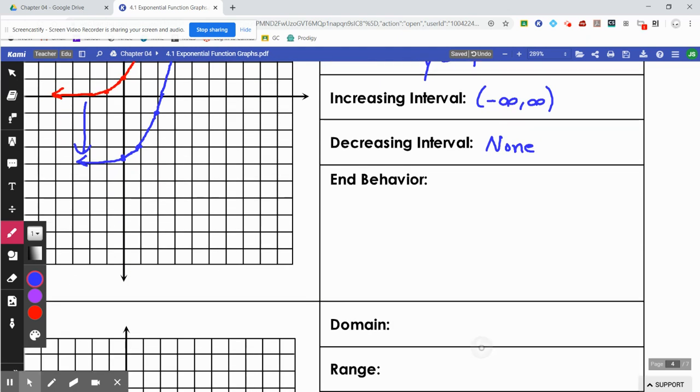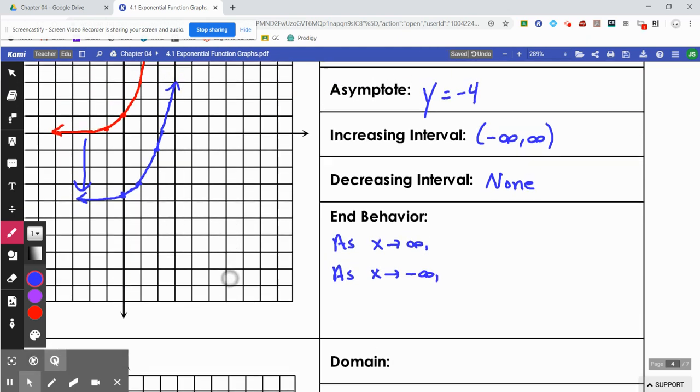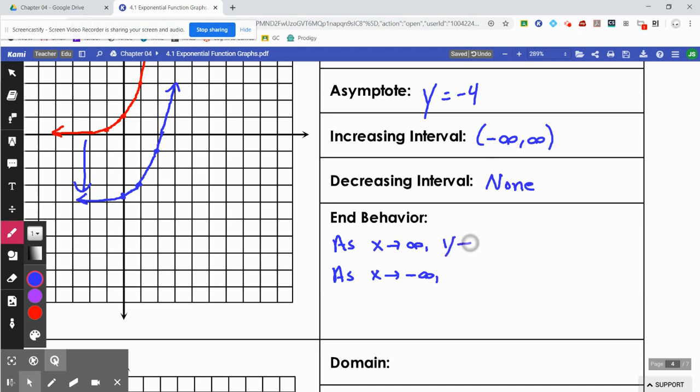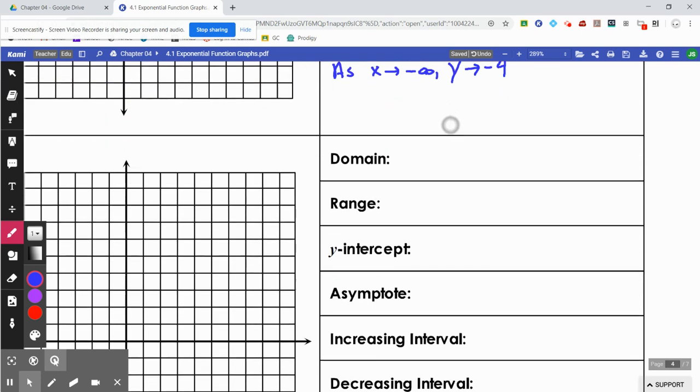And finally, our end behavior. As we travel to the right on our graph, my y value increases. As we travel to the left on my graph, my y value levels out now at -4.